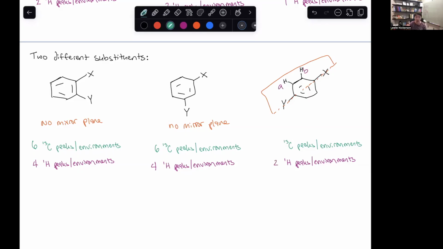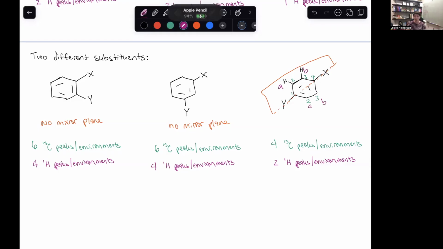And then for our carbons, we need to count everything on the line or in the box. 1, 2, 3, 4 for the 4 carbon peaks, okay? With 2 and 3 mirroring, and then your A and B protons over there as well.